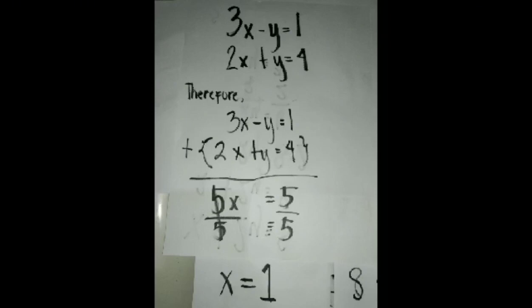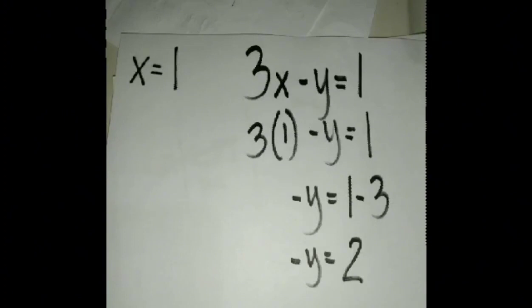So to continue, we need to use the division property of equality, where we are going to divide by 5 on both sides to find the value of x. Therefore, 5x over 5 is equal to x, and then 5 divided by 5 is equal to 1. Therefore, the value of our x is 1.